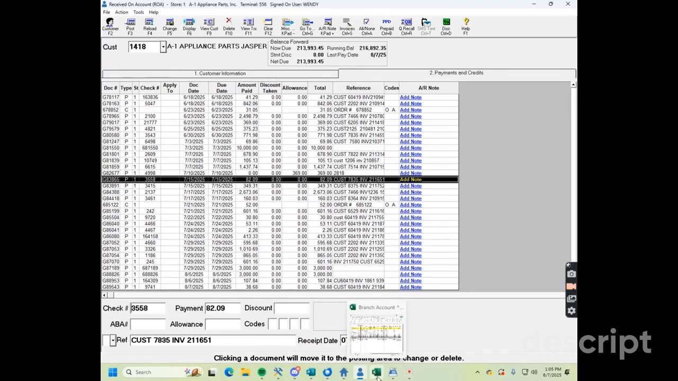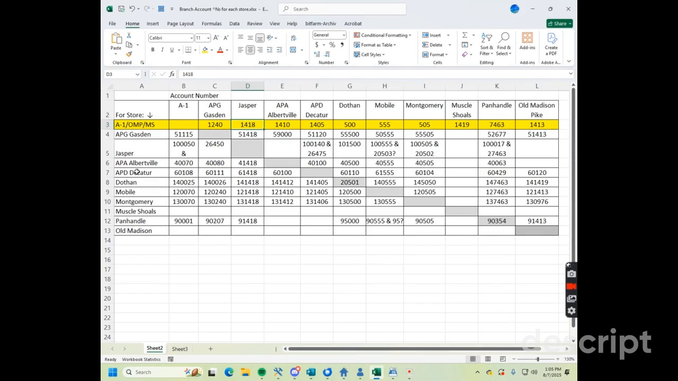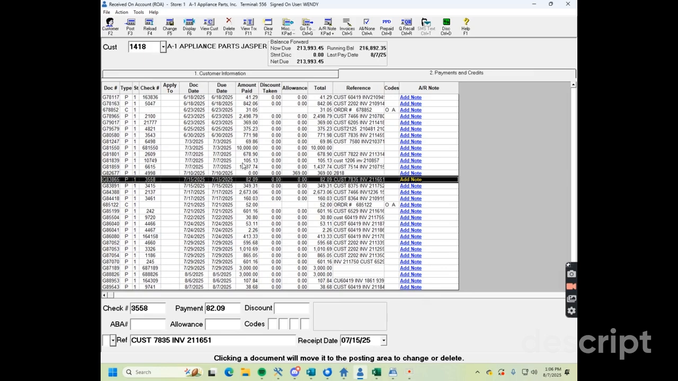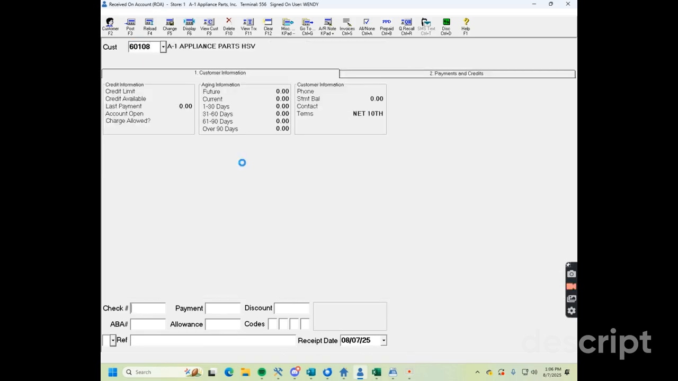So if you're in Decatur, here's Decatur APD. You probably already know this, but A1's customer account to you guys is 60108. So say Decatur took a check and they were like, oh, this is actually a Huntsville check. Well, you can deposit it into your account and then turn around and tell Huntsville that you took money from us by those ways that I just showed you. 60108, you would go to ROA, 60108. This is how much Huntsville owes you.